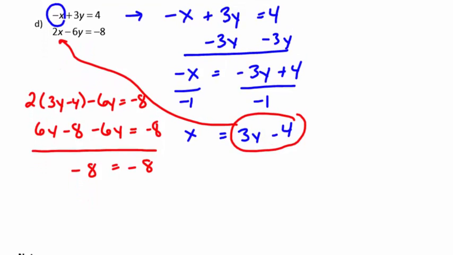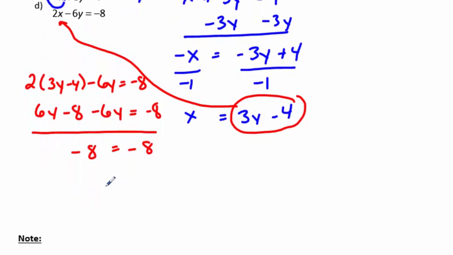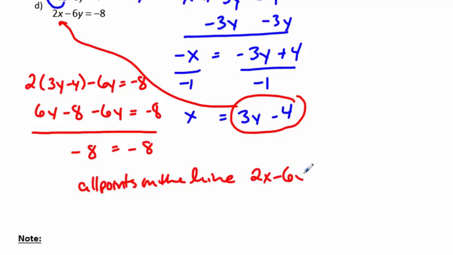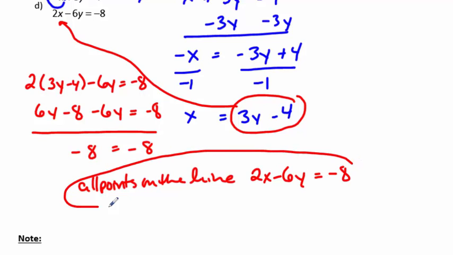Now, unlike the example on the last page, this is true, so it's not no solution. No solutions is when I get a false statement. This is going to be infinitely many solutions, or all points on the line. You can use either of your equations to represent this. So all points on the line, 2x minus 6y equals negative 8. Either of the lines is an okay way to represent this.